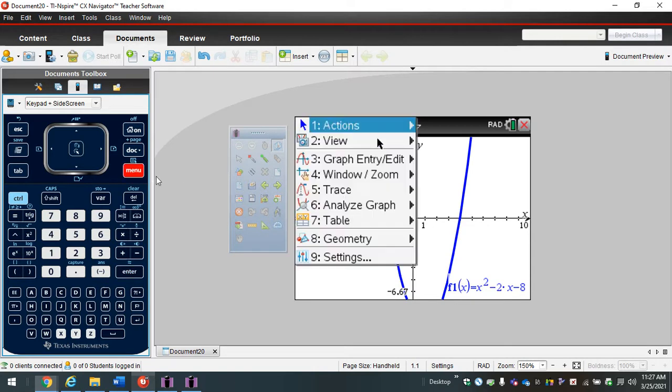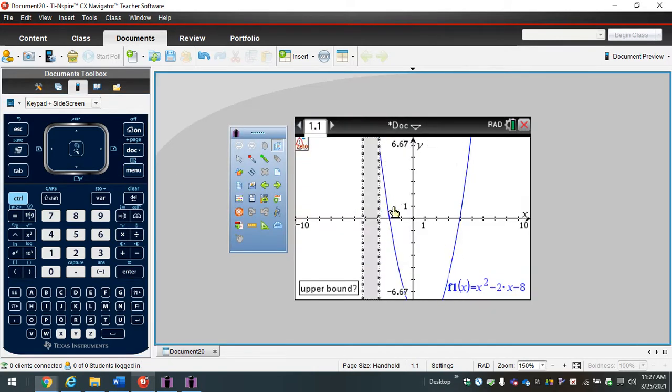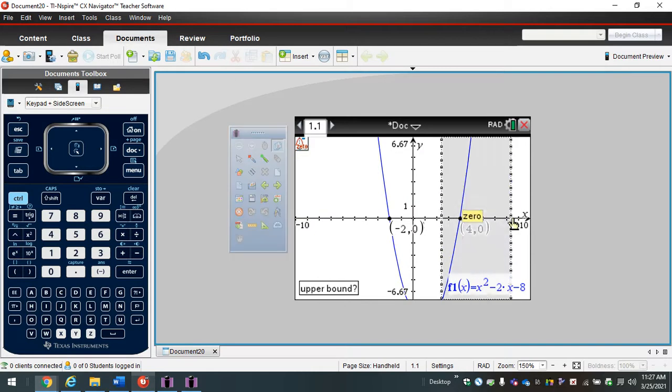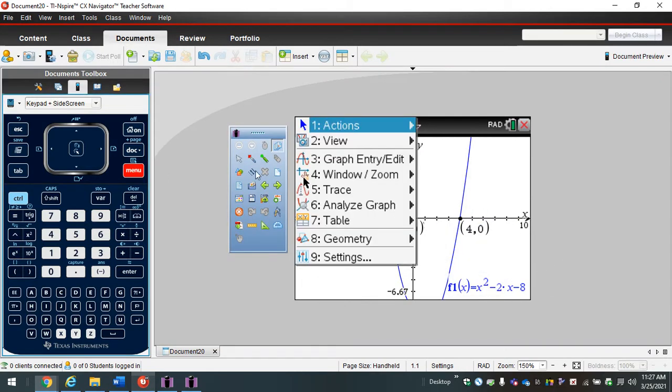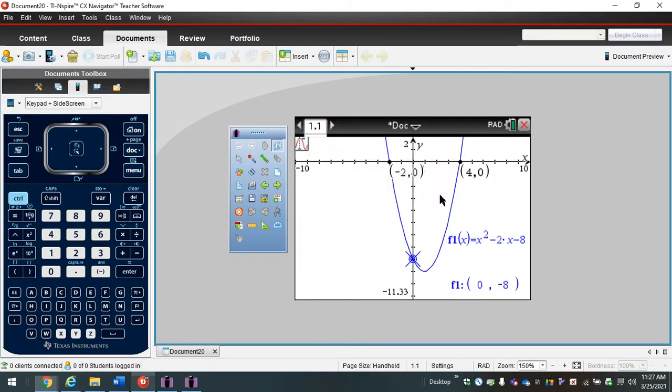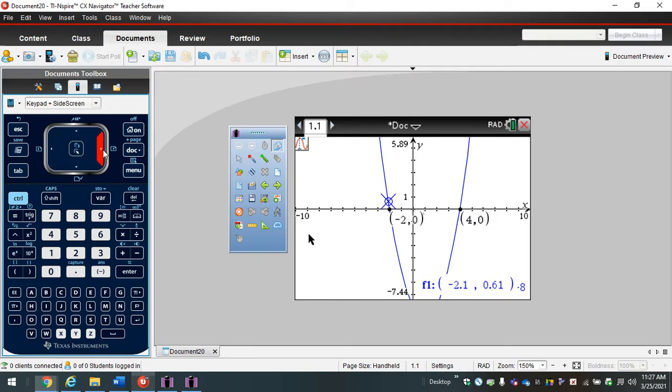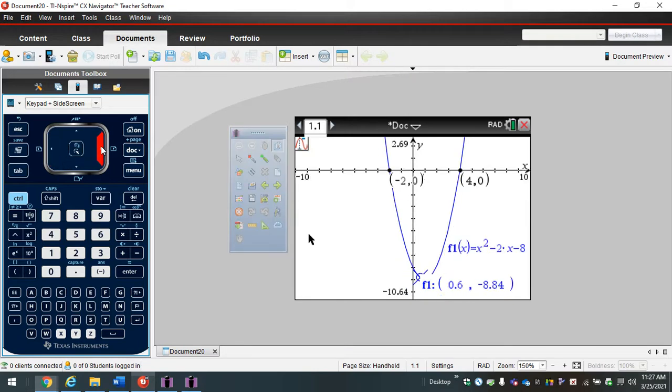There it is. Menu: several things you can do. You go to analyze graph and you can find zero. You go from here to here. That's one way. Go back again, do menu, analyze graph, zero. Honestly, I prefer to do it like this. Trace, graph trace, and then you see there's my little cursor. If I go to the left, when I cross the x-axis, it's going to tell me 0. There's my 0. I go across to the other side, there's my other 0. Either way, you get the same answer.